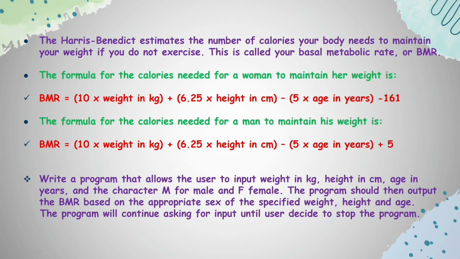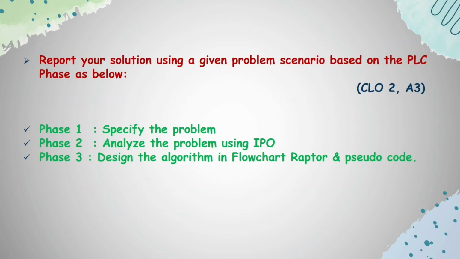Write a program that allows the user to input weight in kg, height in cm, age in years, and the character M for male and F for female. The program should then output the BMR based on the appropriate sex, weight, height and age. The program will continue asking for input until the user decides to stop. Now, report your solution using the given problem scenario based on the PLC phase as below.